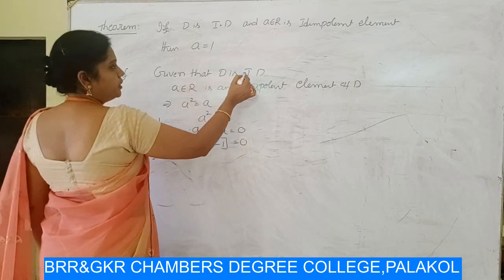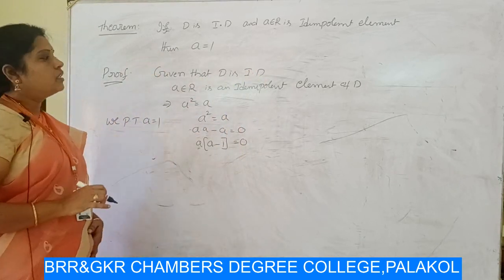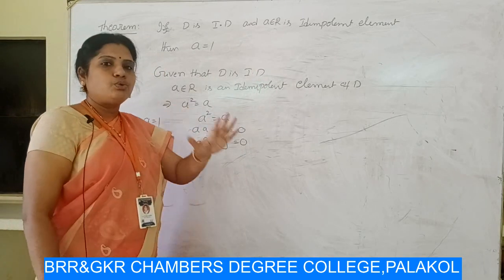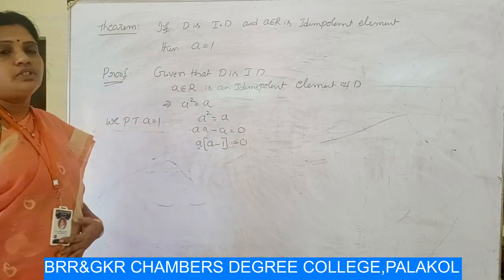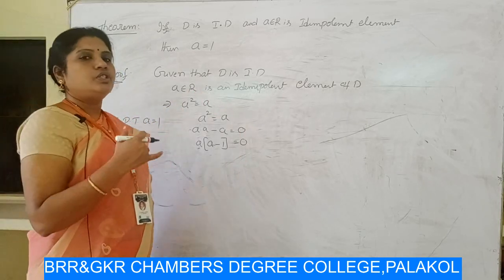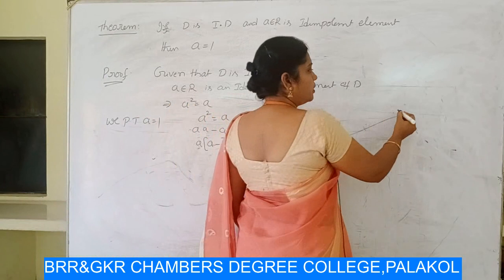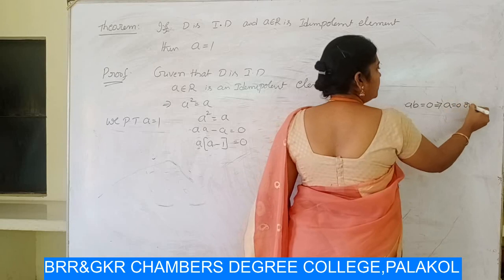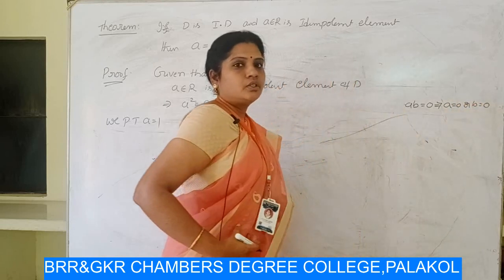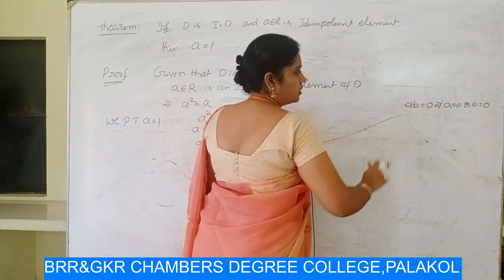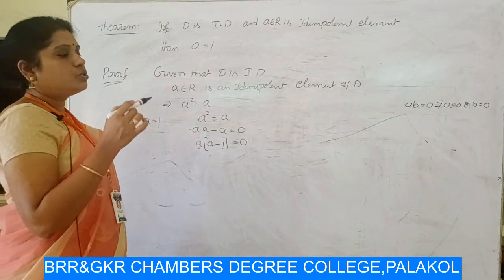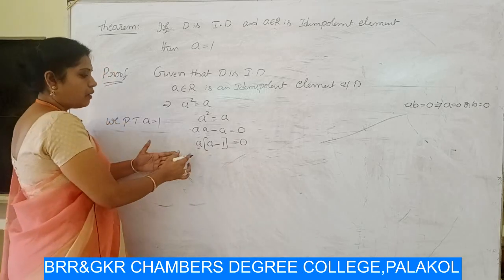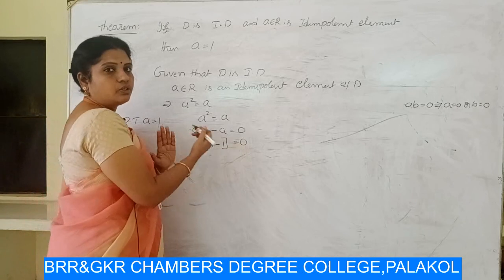Here A is an element of D, and D is an integral domain. By the definition of an integral domain, D has no zero divisors. The definition of without zero divisors is that if the product AB is equal to 0, it implies A is equal to 0 or B is equal to 0. So if the product of two numbers is equal to 0, one of them must be equal to 0. Here also we have the product A into (A minus 1) is equal to 0.